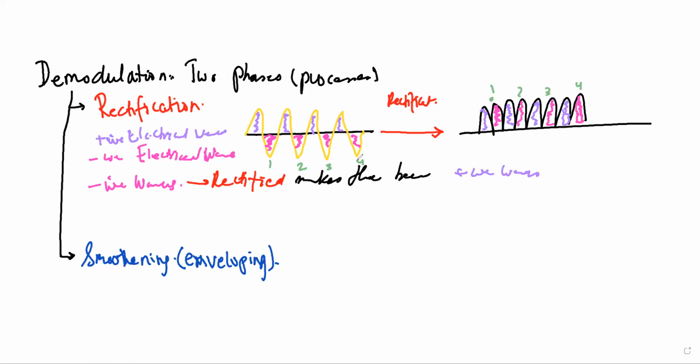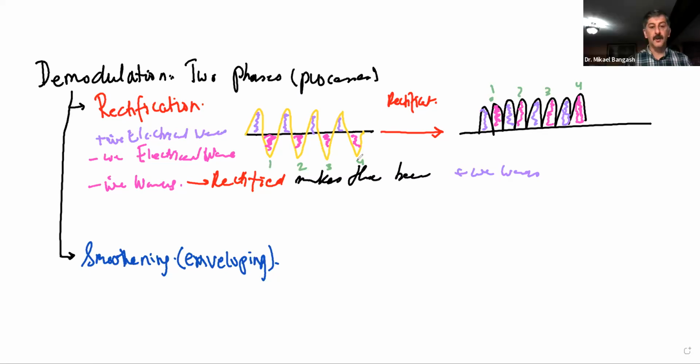Yes. So what was negative just becomes positive as a result of rectification. The negative electrical wave just flips and becomes a positive wave. So this whole thing is what we called rectification. Did that make sense?